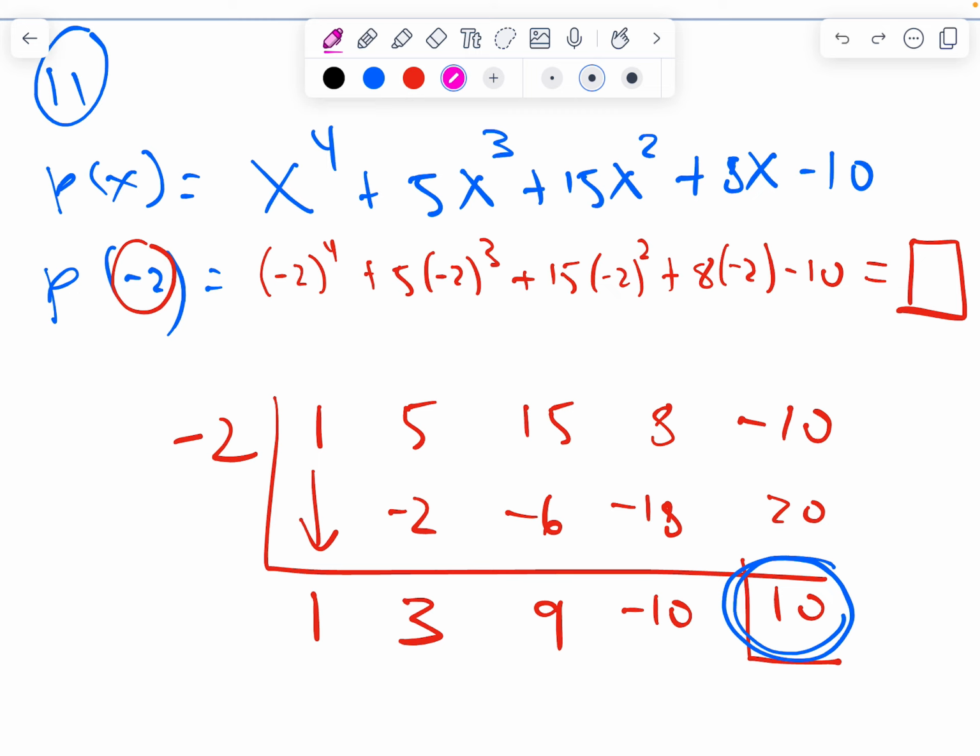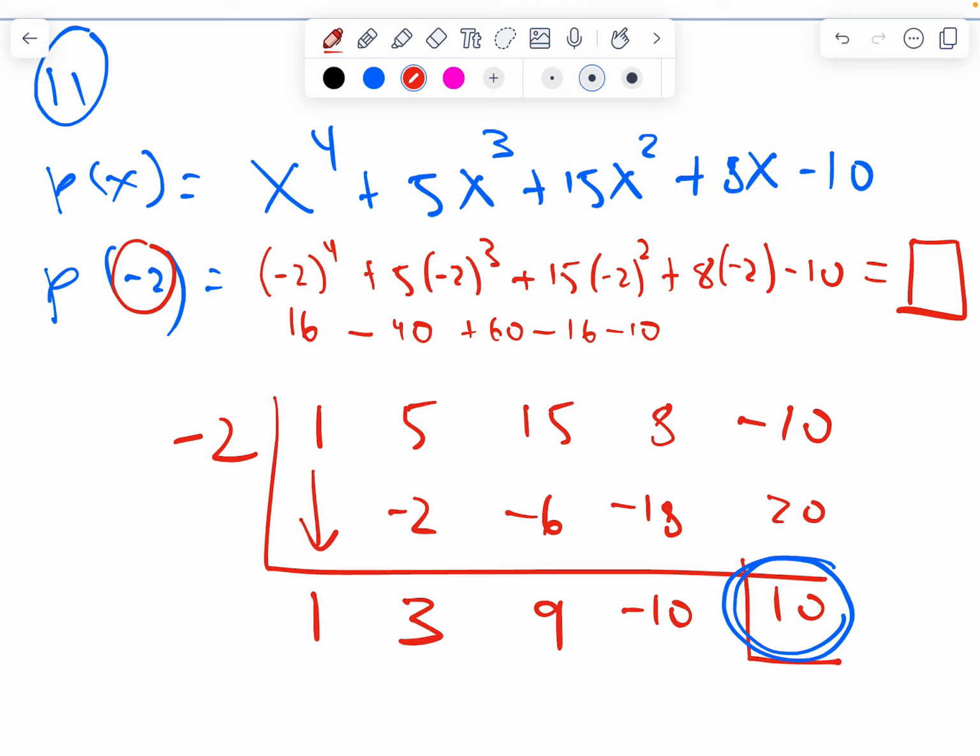So we got x to the 4th plus 5x cubed plus 15x squared plus 8x minus 10. If we evaluate, oh, I forgot the negatives. You're probably screaming, I just can't hear you because I'm before you in time. But that's going to be 16. That's going to be negative 40. That's going to be positive 60. That's going to be minus 16 minus 10.